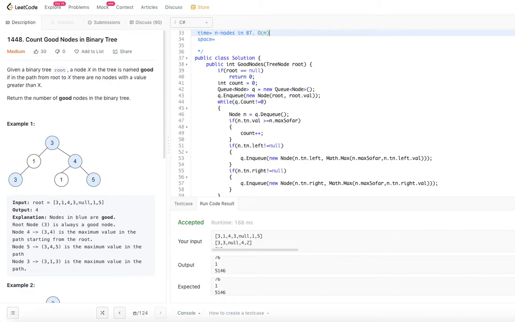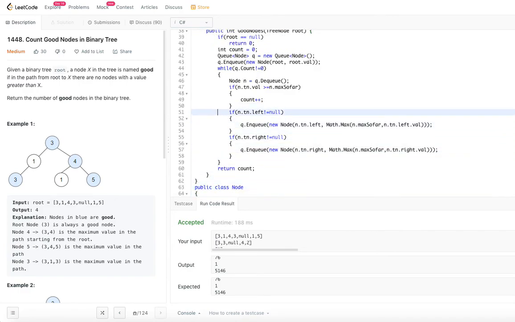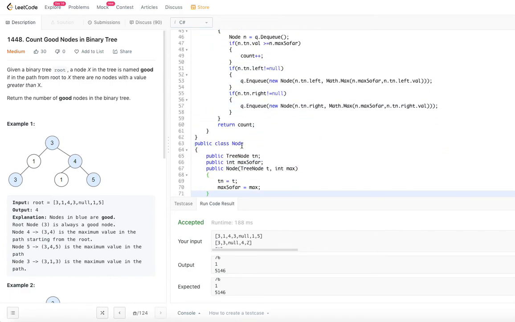So the time complexity for this particular algorithm is order of n, where n is the number of nodes in this given binary tree. And space, so how much space do we actually need, right? So we are using this integer variable that will be constant irrespective of the number of nodes in the binary tree, because we are just using one counter, and the extra space that we are using is for the queue, right? But what is stored in the queue? Two pieces of information, right? Node, that is tree node, and int max so far, right? So these two pieces of information.